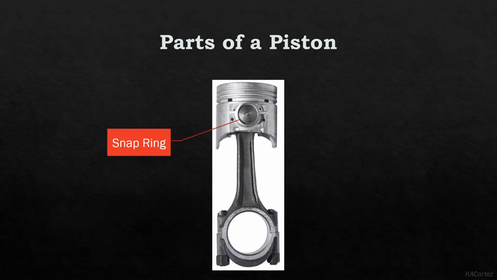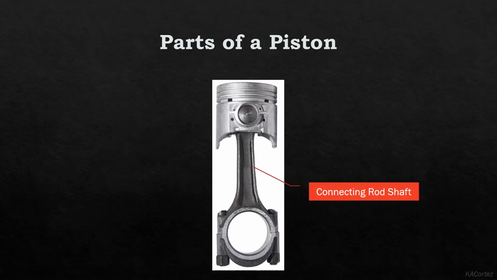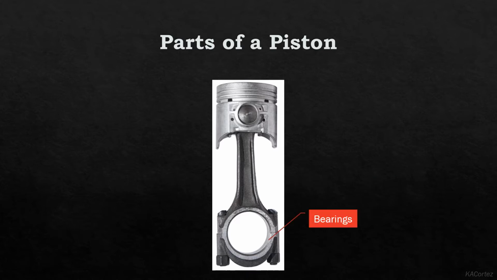The snap ring. It is designed to fit into a machined groove, either on the side of a bore or on the outside of a shaft. This component reduces vibration and also retains two parts of an assembly. It can withstand axial loading. Connecting rod shaft. This is also known as the con rod. Bearings. It protects and supports the connecting rod or crankshaft, enabling it to spin freely in the engine.